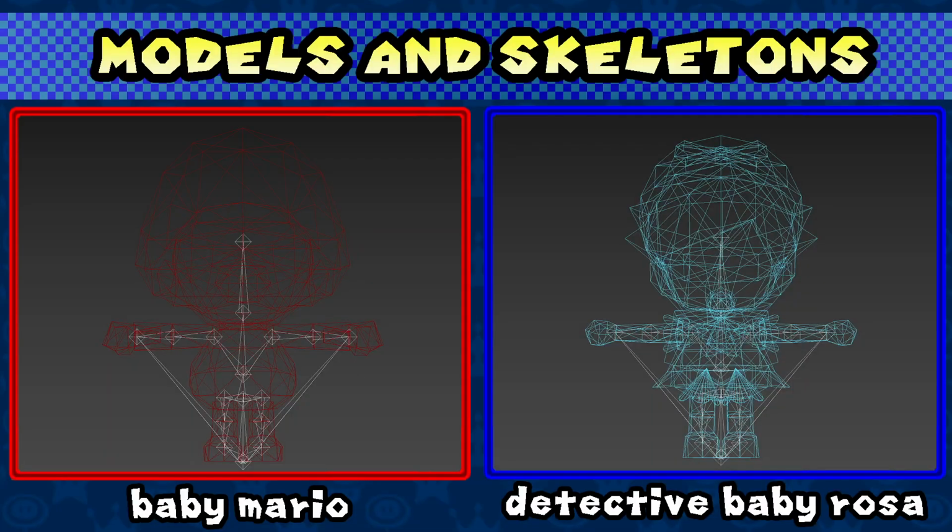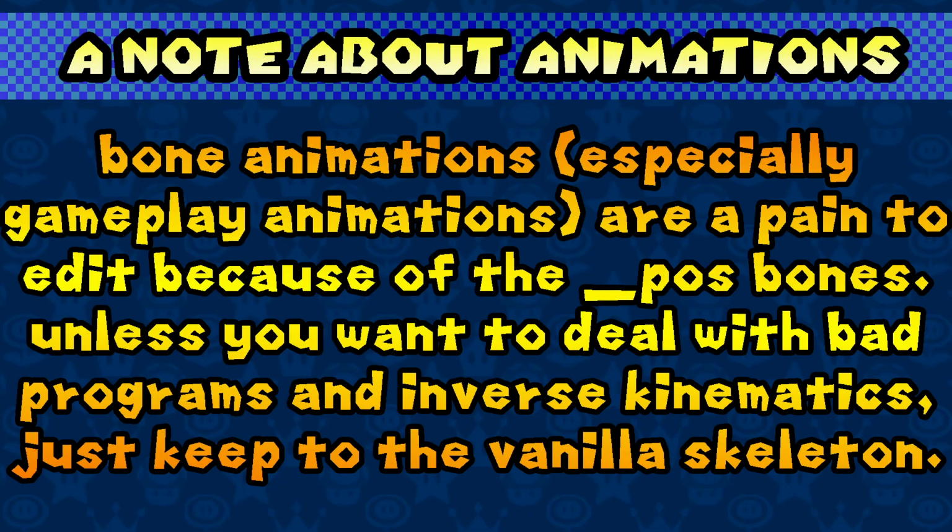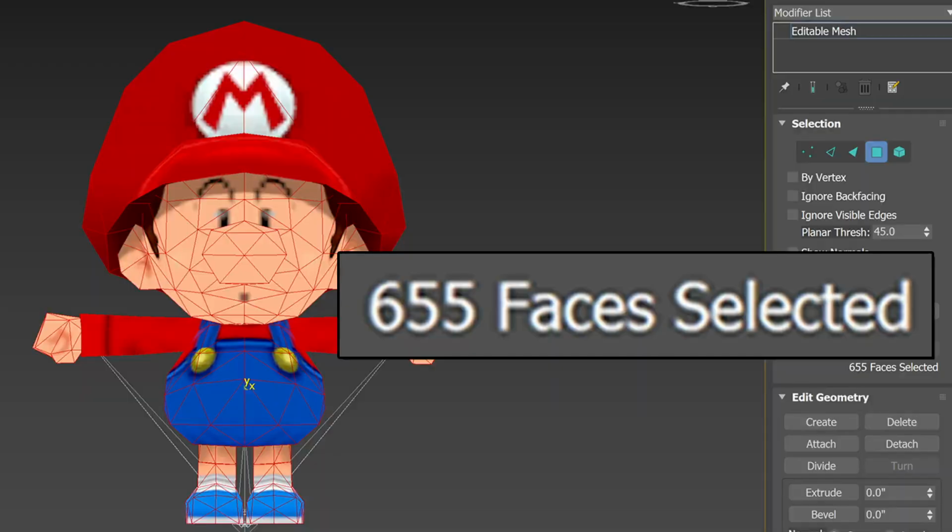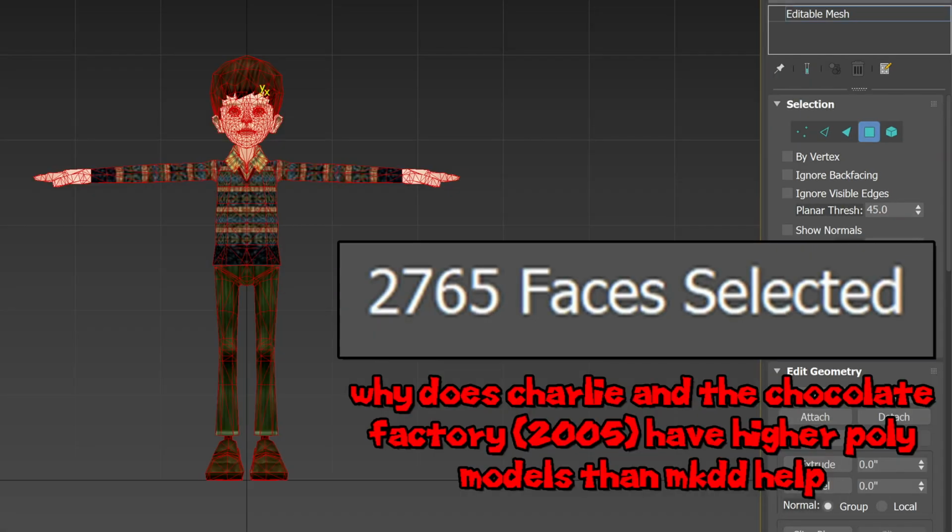When choosing or creating your model, it is important to end up with a model that fits the skeleton of an existing character. While it is possible to edit bone animations, doing so can be a very tedious process and thus is not recommended. Additionally, for file size reasons, your model should not be too high poly. Vanilla characters tend to have around 600 to 800 faces. You may need to optimize models that come from other games, especially if they came out anytime during or after Double Dash's release.